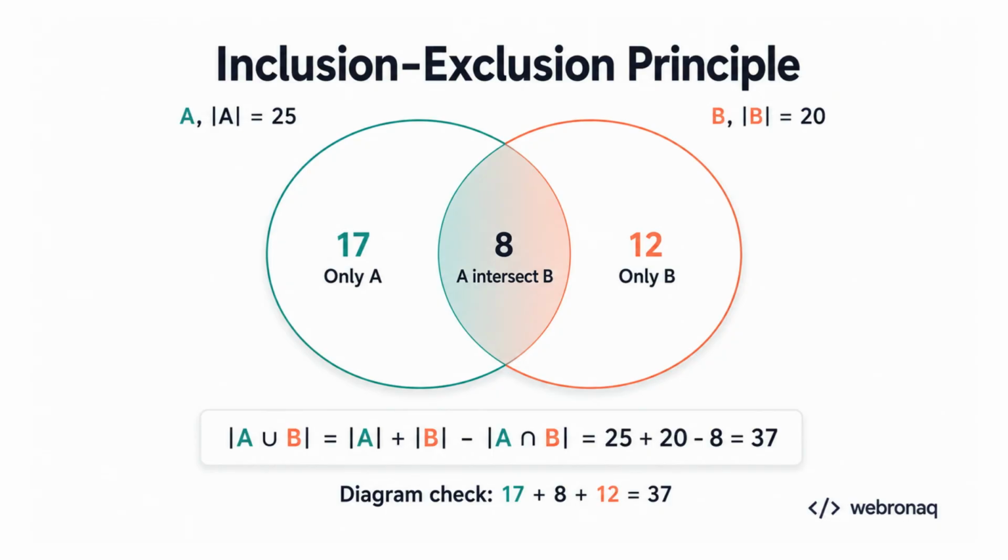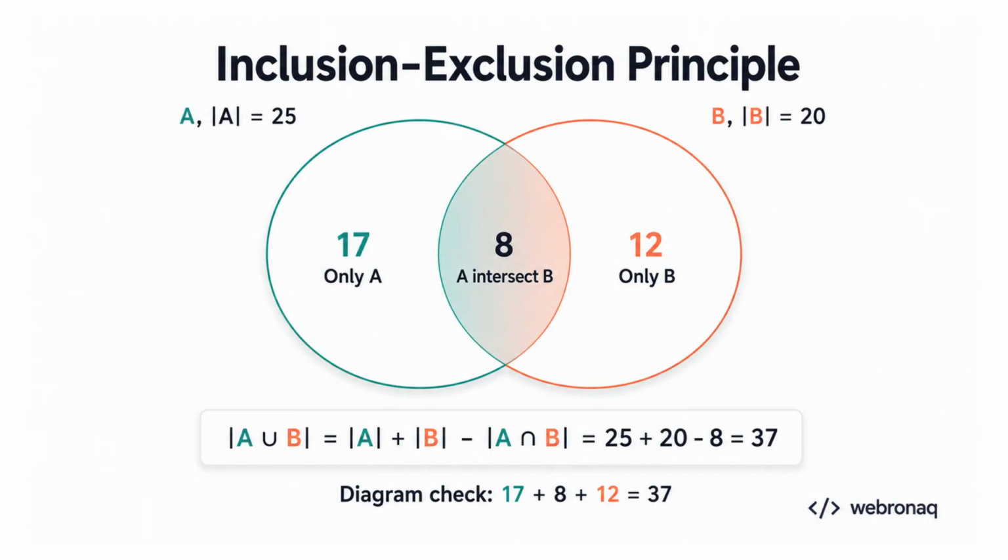Now let's put Venn diagrams to work. Suppose set A has 25 elements, and set B has 20 elements, and we know that 8 elements belong to both. How many elements are in A ∪ B? If you simply added 25 plus 20, you would get 45, but that double counts the 8 shared elements. The inclusion-exclusion principle fixes this. The formula says the size of A ∪ B equals the size of A plus the size of B minus the size of A ∩ B. That gives us 25 plus 20 minus 8, which equals 37.